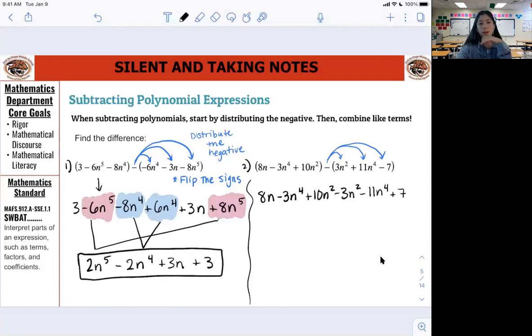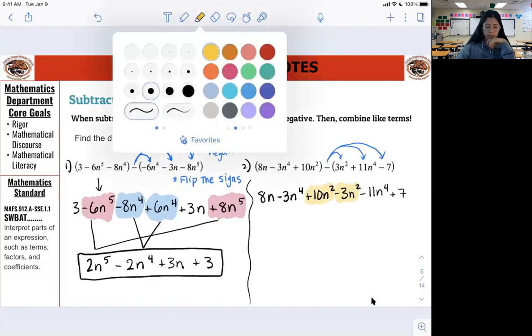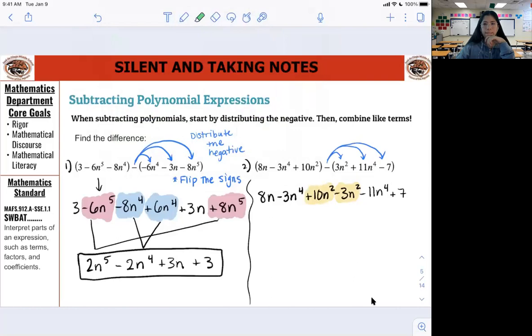Let's start with combining like terms. So what do I have? Which of these are like terms? 10n to the power of 2 and negative 3n to the power of 2. Beautiful. All right, and then I see one more. What is it? Negative 3n to the power of 4 and negative 11n to the power of 4. Awesome. All right, let's get to it.